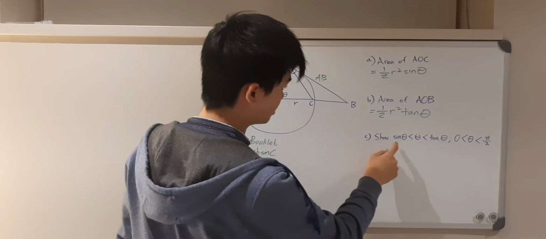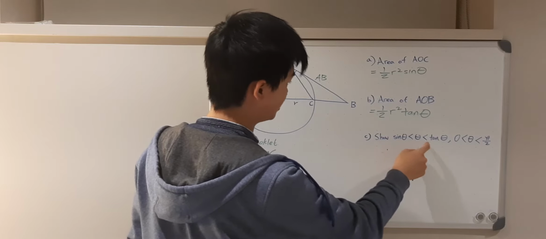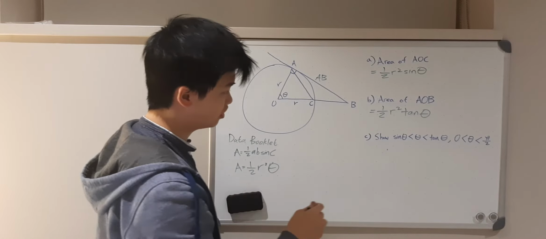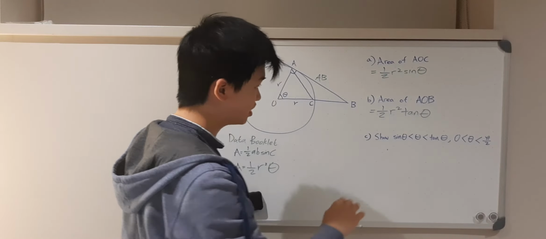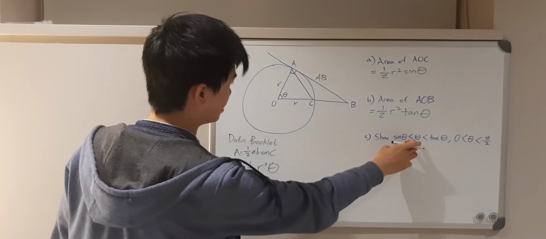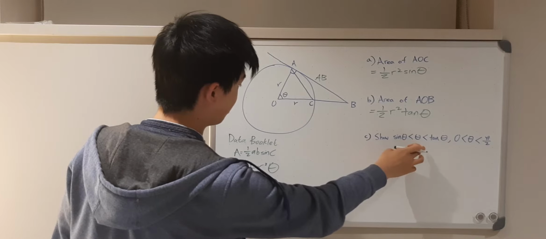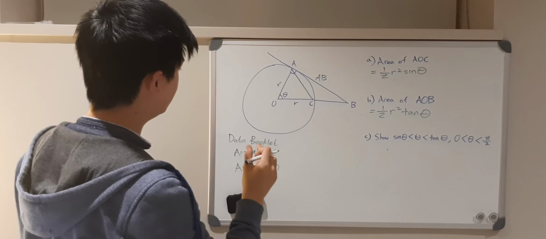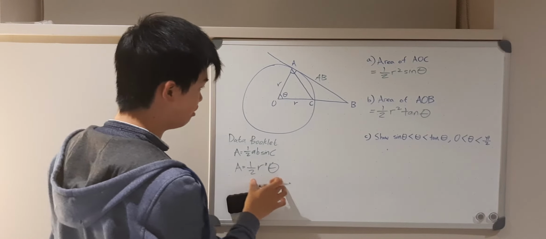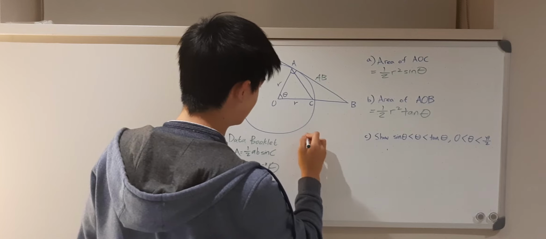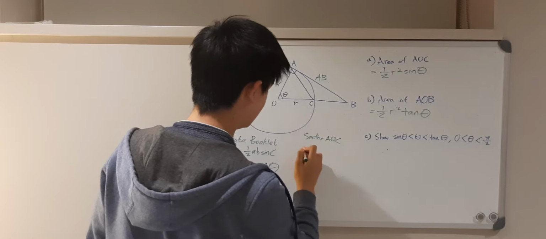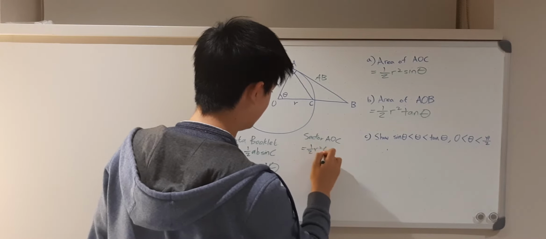So now we have to show that sine theta is less than theta, which is less than tan theta, within the restrictions of theta being more than 0 but less than pi over 2. Well, to find the value of theta in comparison to these two, we need to find the sector here. And actually the sector is this formula right here. We don't even need to do anything. Sector AOC is equal to half r squared theta.